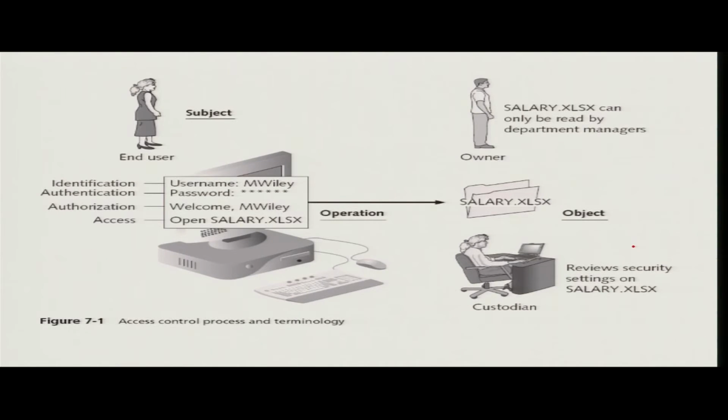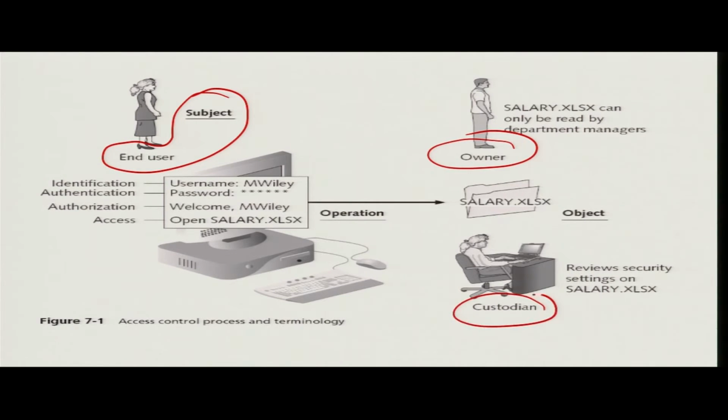So, in this case the other terms are that the end user is usually a subject, owner is a subject, custodian is a subject, and the resource is an object. So, owners or end users or custodians are responsible for securing the object's proper access control.